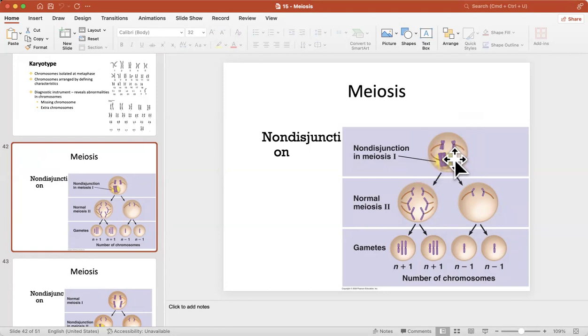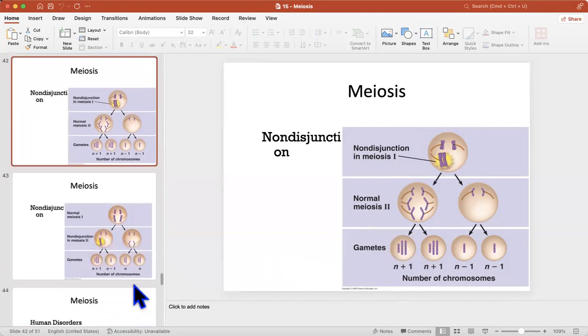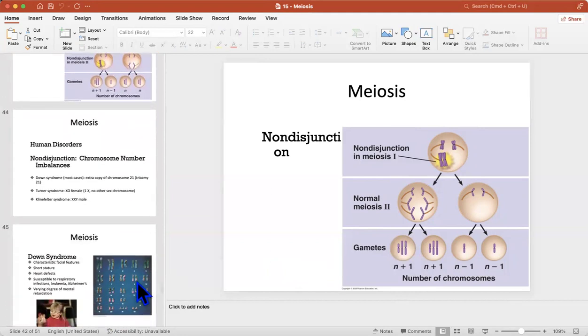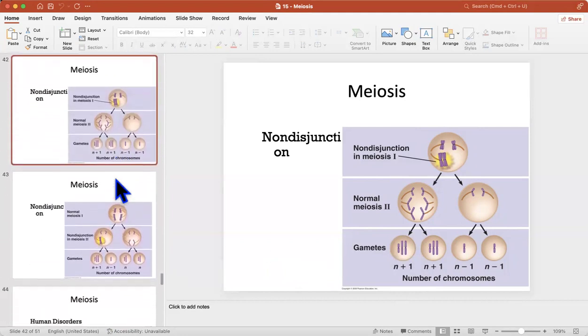And then after meiosis 1, you have meiosis 2. Now the one on the left, you have 3. The one on the right, you only have 1. And when they divide, the chromosome number ends up with +1 and -1. When this kind of sperm meets the egg, the chromosome number will be different, won't be correct. And that's the non-disjunction.